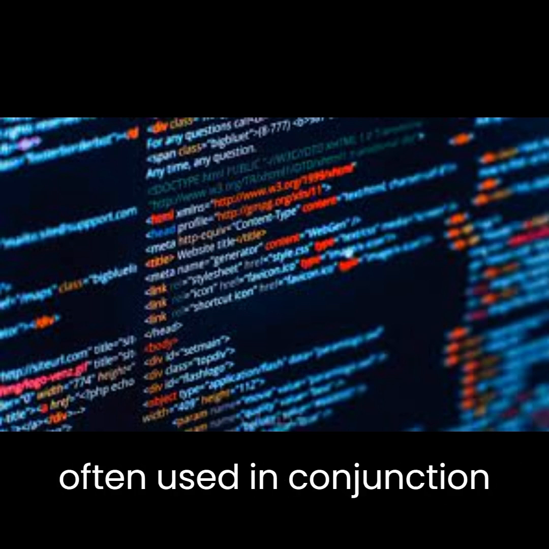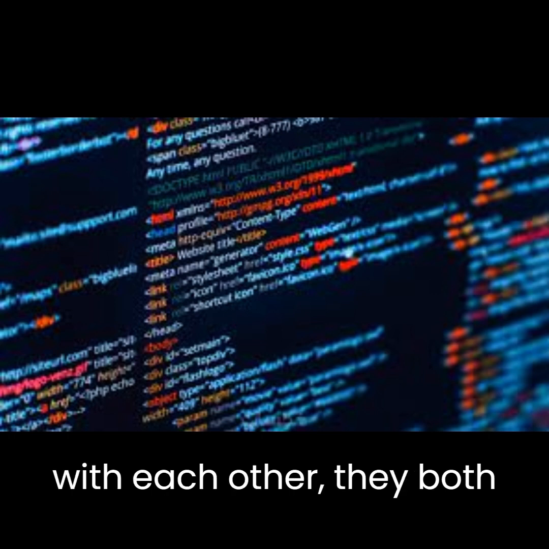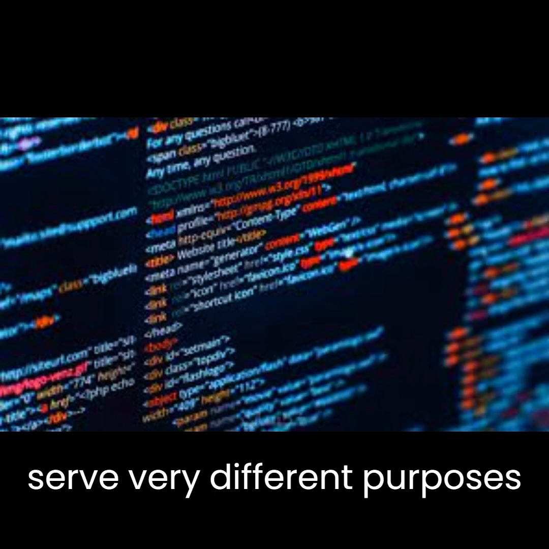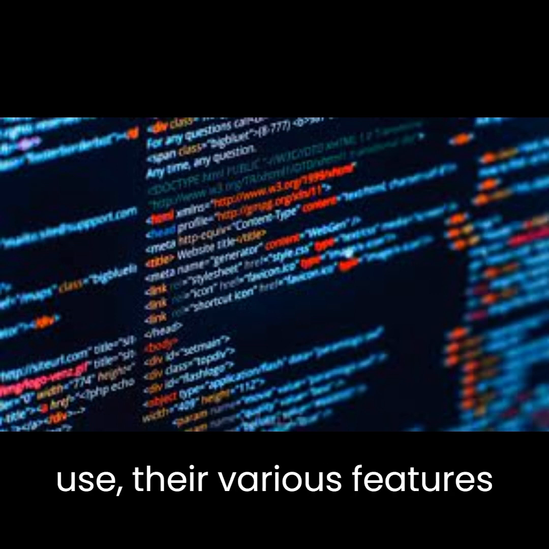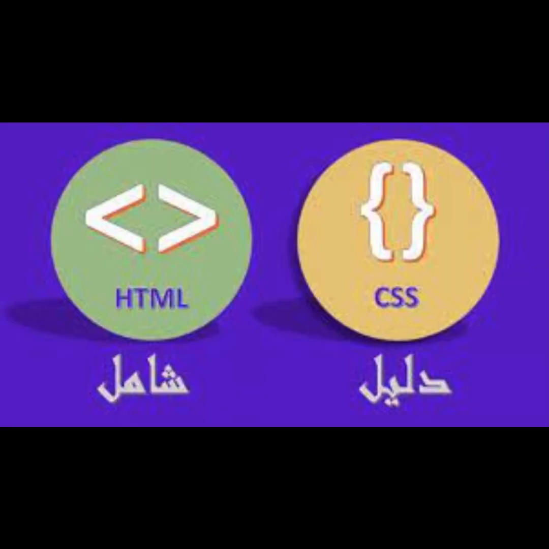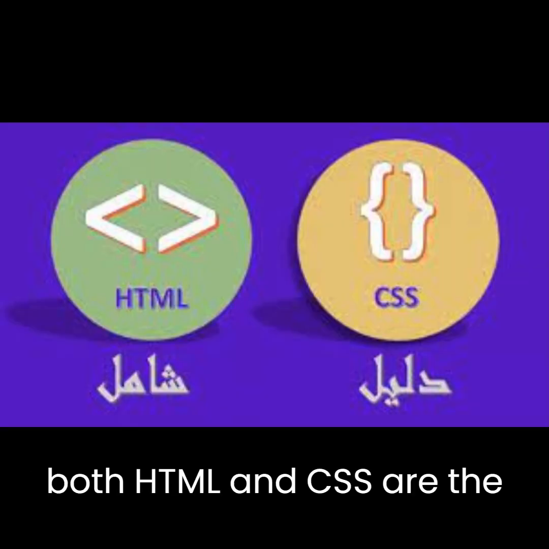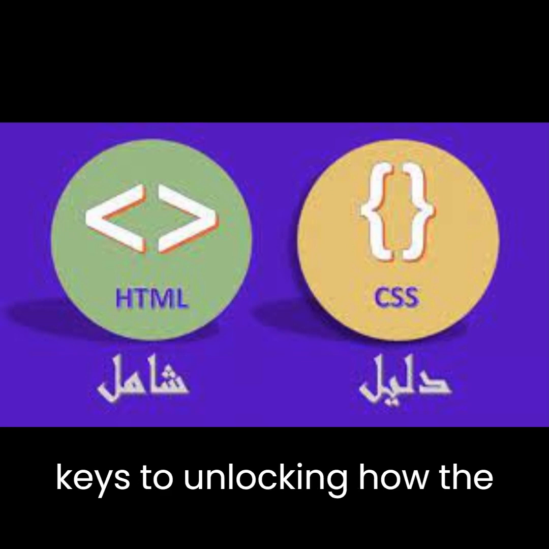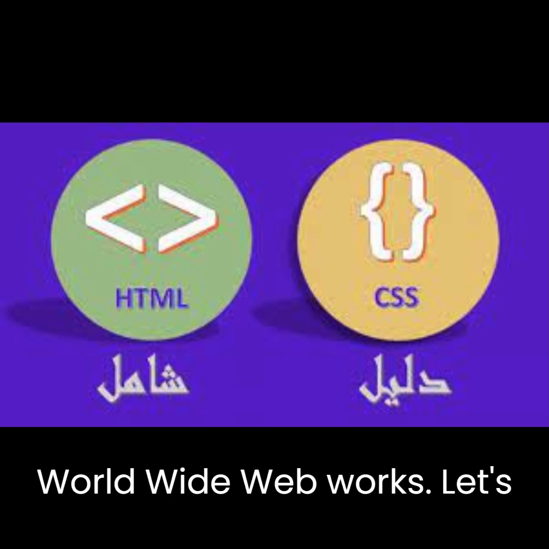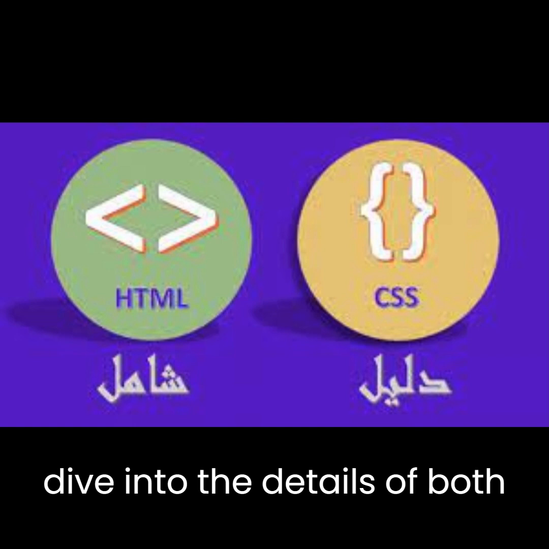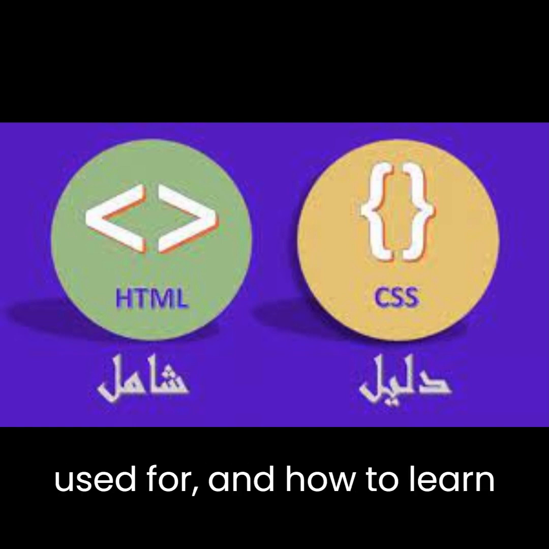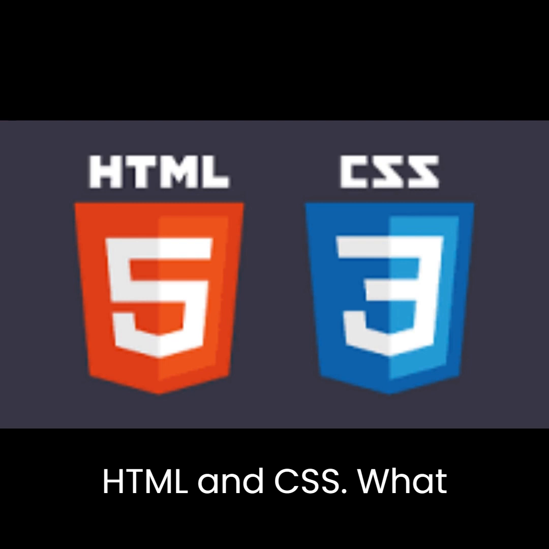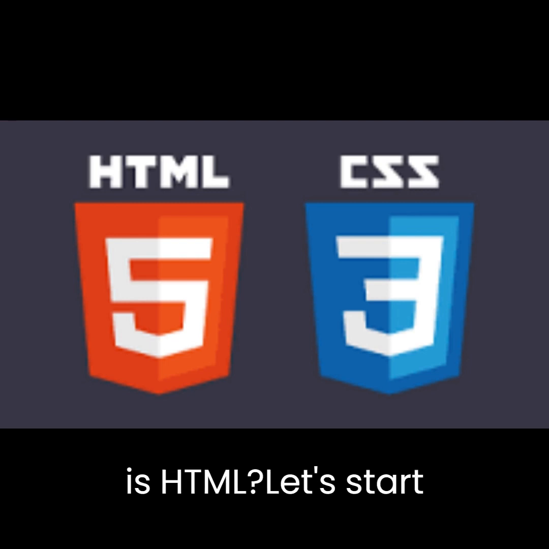However, although they're often used in conjunction with each other, they both serve very different purposes when it comes to web coding. The key differences lie in their implementation, ease of use, their various features, and how they are structured, but at the end of the day, both HTML and CSS are the keys to unlocking how the World Wide Web works. Let's dive into the details of both HTML and CSS, what they're used for, and how to learn HTML and CSS. What is HTML?